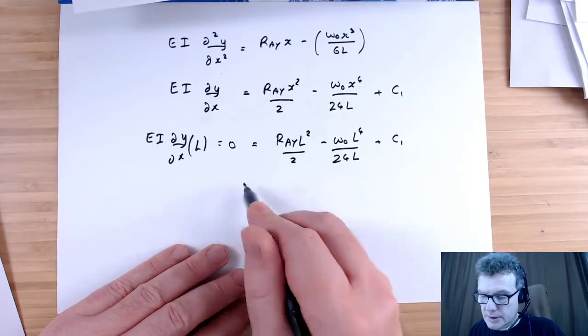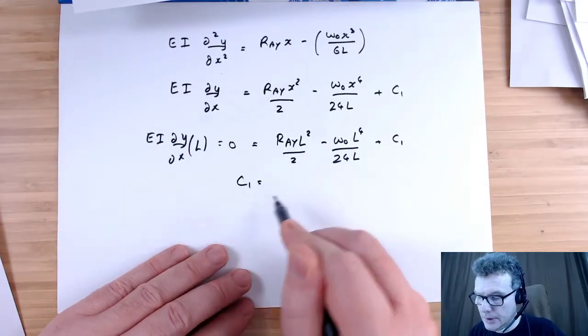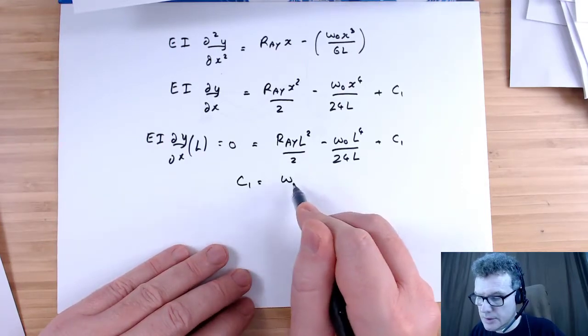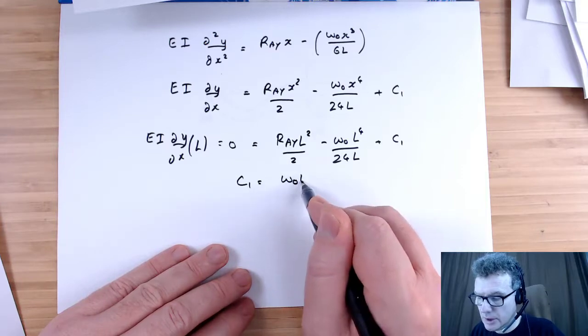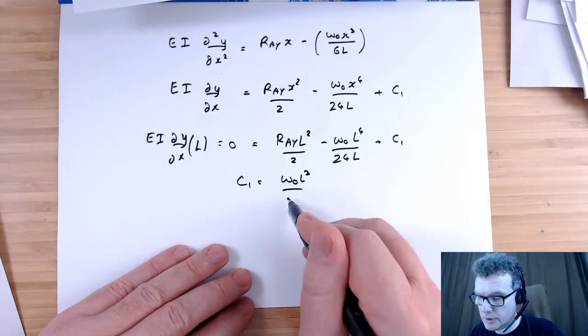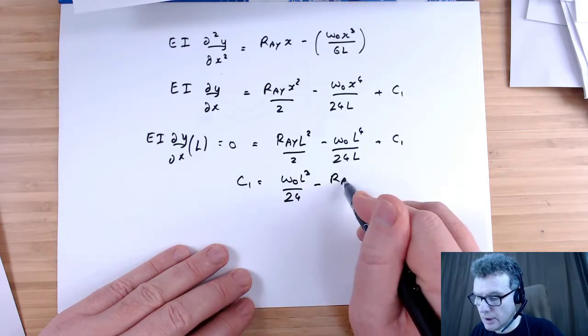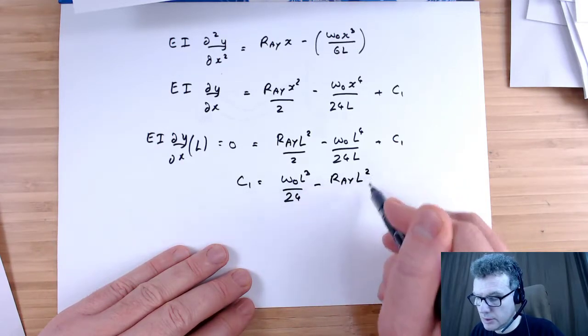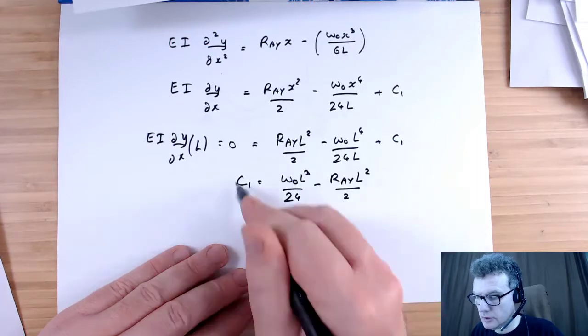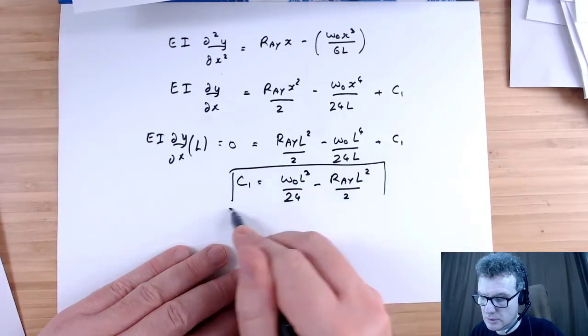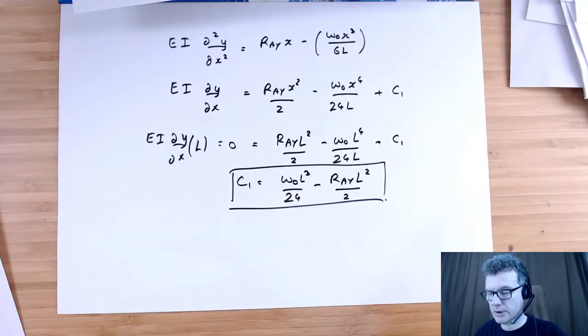That's not great, is it? C1 equals W0 L to the power 3 over 24, take away RAY L squared over 2. Right, so let's carry on.